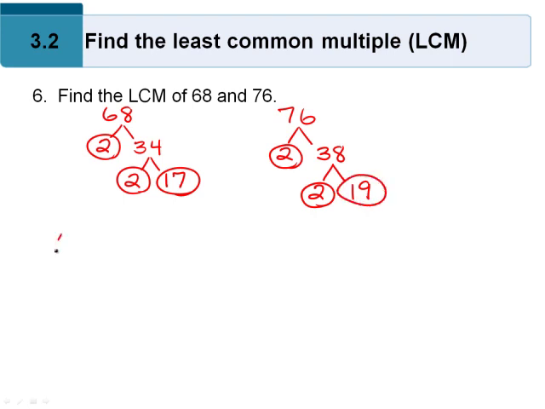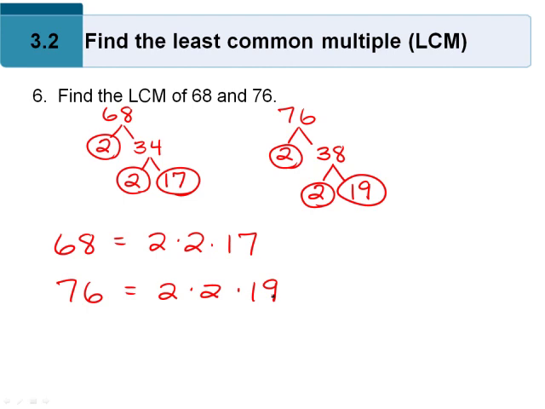Okay. So 68, write your prime factorization out in a line. 2 times 2 times 17. And 76 is 2 times 2 times 19. Okay? So we have 2's, 17's, and 19's.